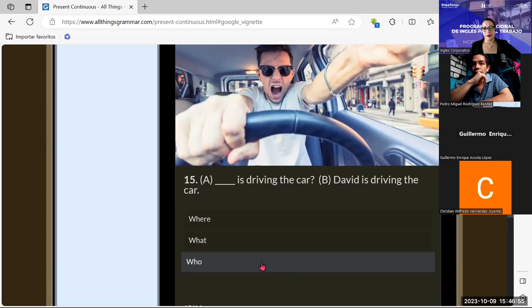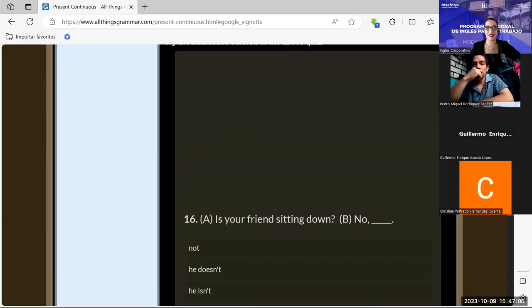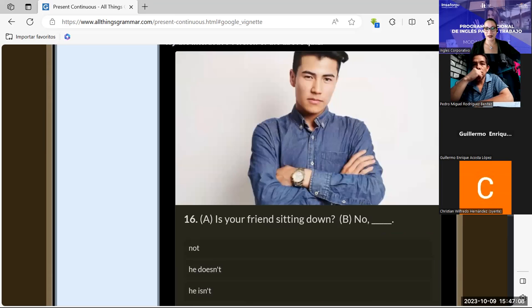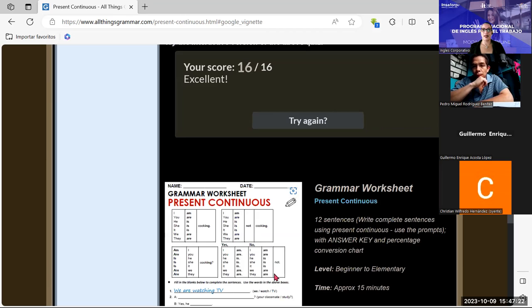Number three. Correct. Who is driving the car? ¿Quién? La respuesta, ¿verdad? Dice David is driving the car. Number three. Okay, very nice job.